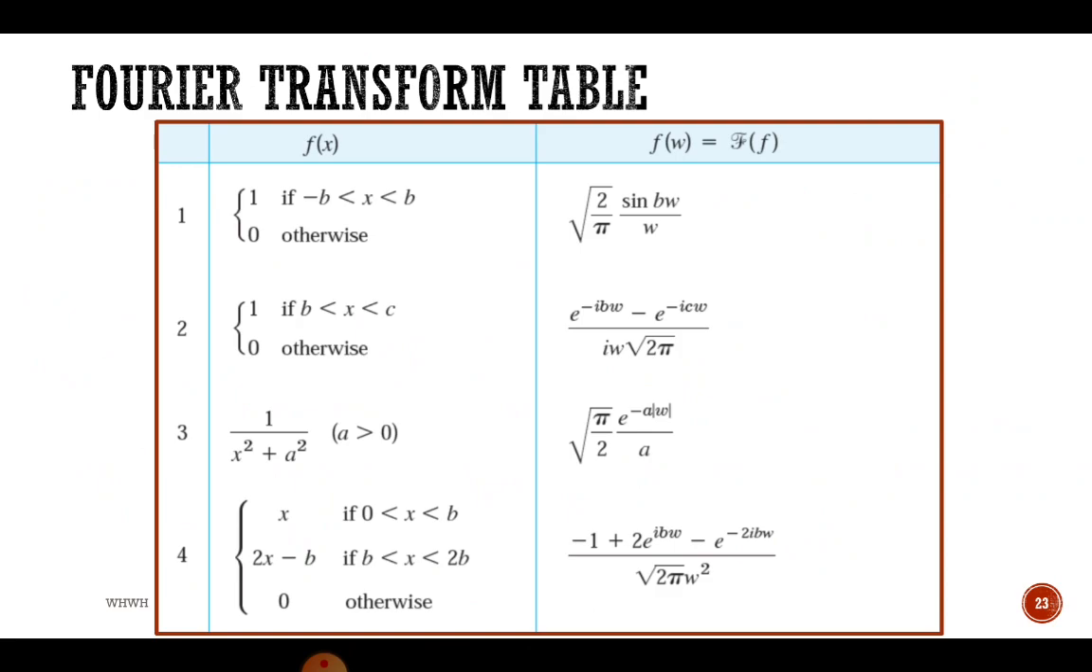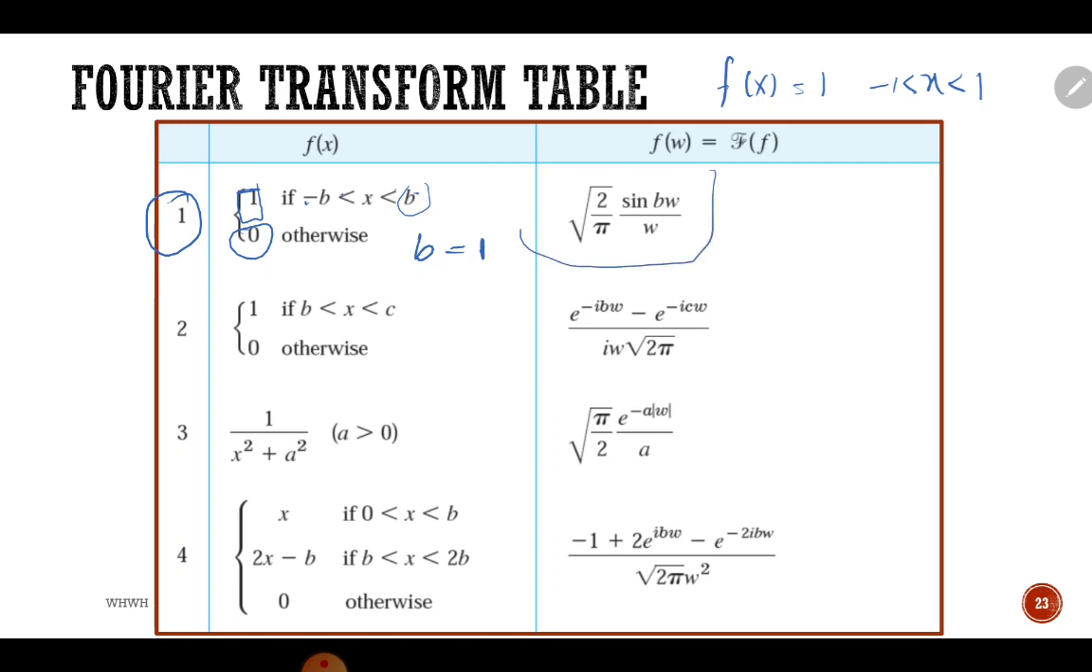You can actually straight away grab the transform by referring to this Fourier transform table. Okay, so if you look at number 1 here, the function is f(x) equals 1. It's the same as what we had earlier: f(x) equals 1 for x between 1 and negative 1, otherwise it is 0. So for our case here, our b is equal to 1, so x less than 1 and greater than negative 1.